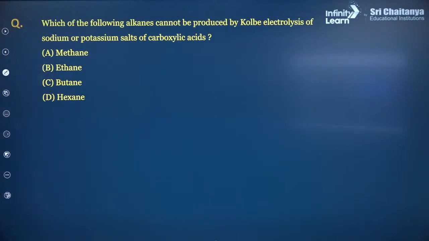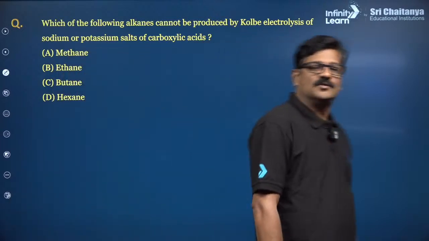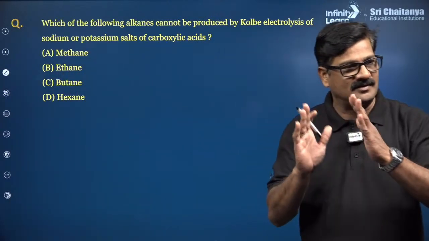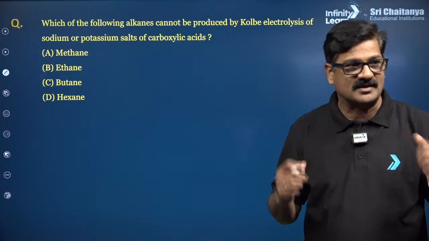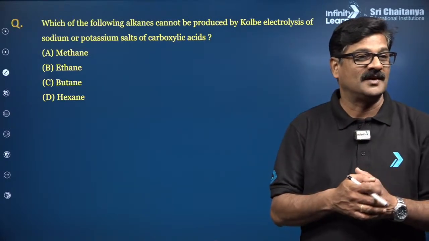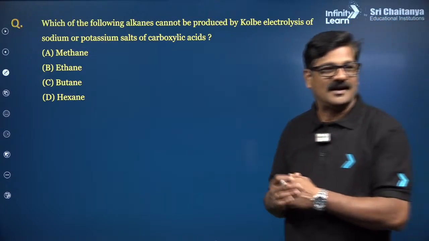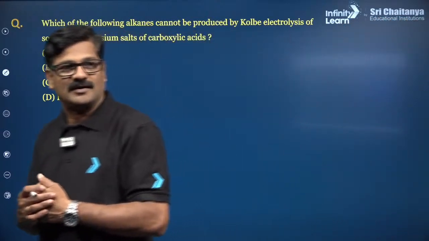Next, one more question. Which of the following alkanes cannot be produced by Kolbe's electrolysis of the sodium or potassium salt of a carboxylic acid? Don't mind, if you have any doubt in the given reactions, please let us know. You want to say A? Okay, A, methane. Very good, Anvita.